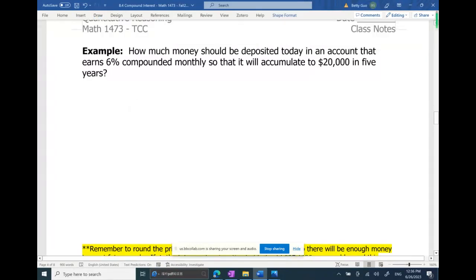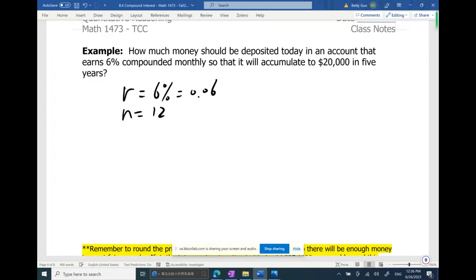We have annual interest rate 6%, that is 0.06. We have N equals 12, since it's compounded monthly. It will accumulate to, okay, so the future value that you want to achieve is 20 grand. And 5 years, T equals 5. So you want to find out how much money you should deposit today in order to get that money in the future, in 5 years.